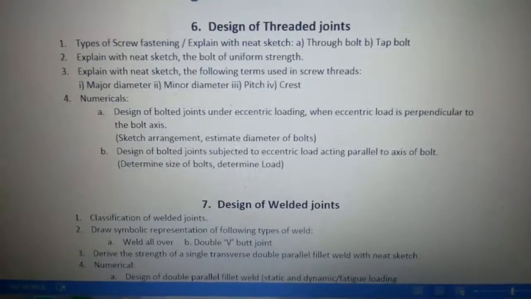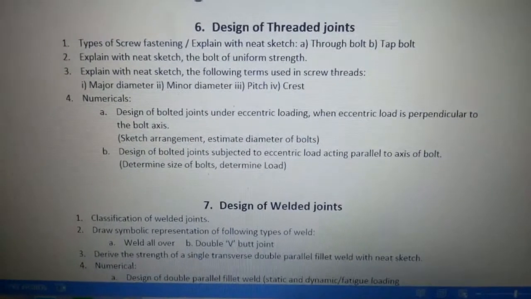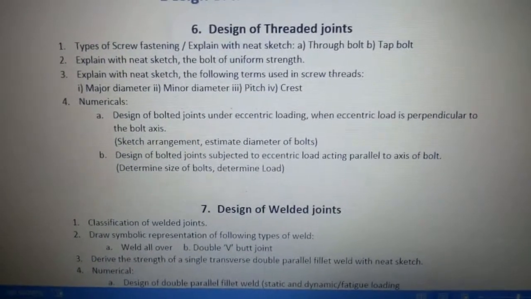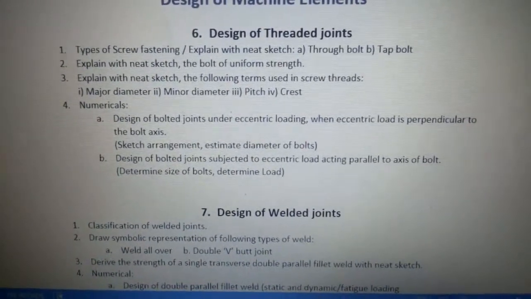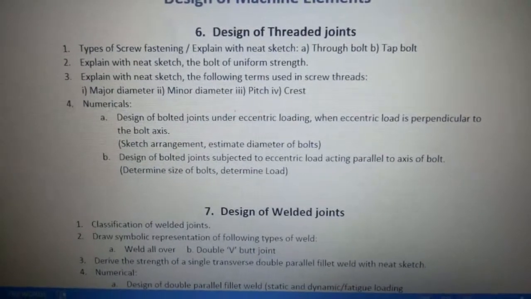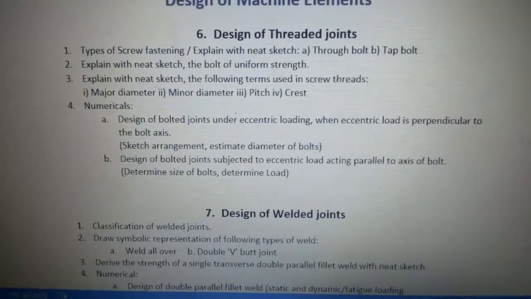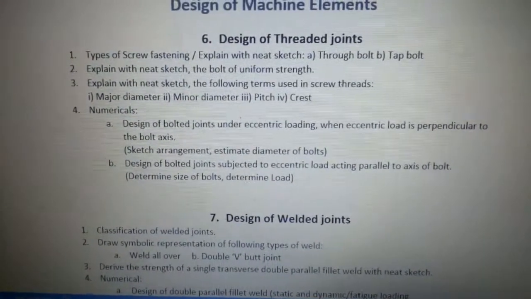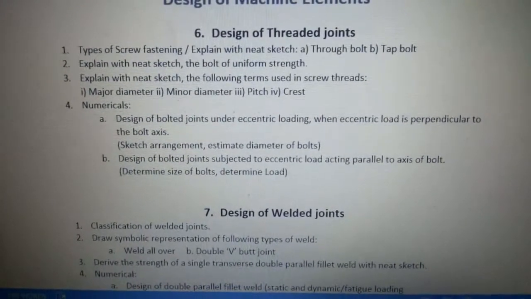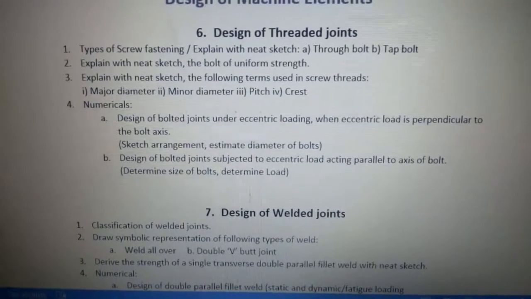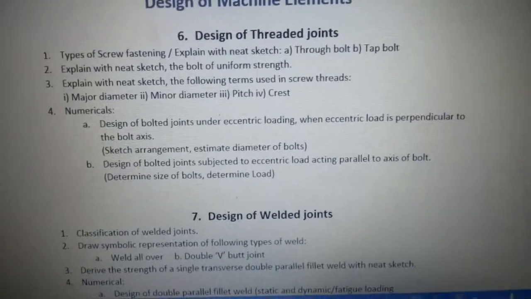And numericals. The first one is design of bolted joint under eccentric loading, when eccentric loading is perpendicular to the bolt axis. Sketch arrangement, it can be asked, or estimate the diameter of bolt. The second type of numerical which can be asked is design of bolted joint which is subjected to eccentric load acting parallel to the axis of bolt. It may be asked to determine the size of the bolt or determine the load.